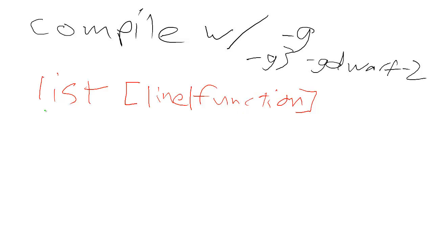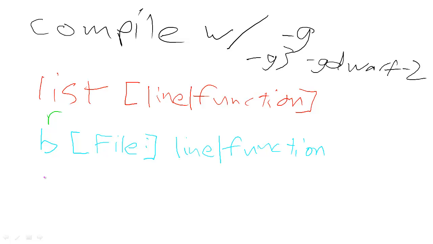If you want to run the code, you just use R, which stands for run. If you want to set a breakpoint, you use B, which stands for breakpoint, and then you can specify the file if you want to. You can do this with list also, but it's less frequently used. And then you have to specify either the line or the particular function that you want to break on. If you've already started running it and you just want to go one line forward, you can use N, which stands for next. If instead of going one line forward, you want to go forward until the next breakpoint, you can use C for continue.